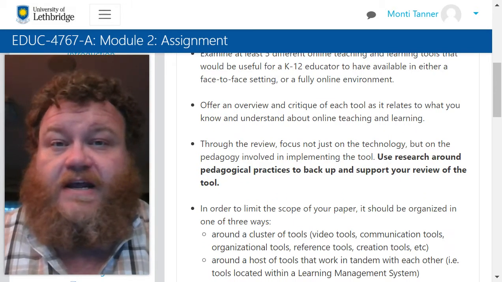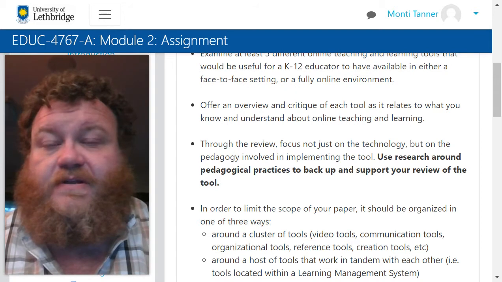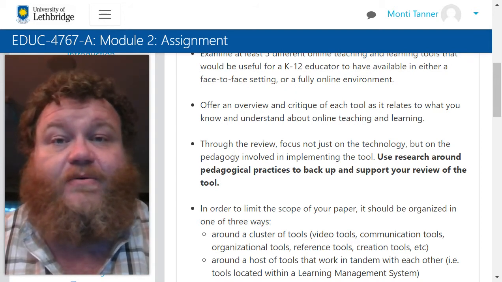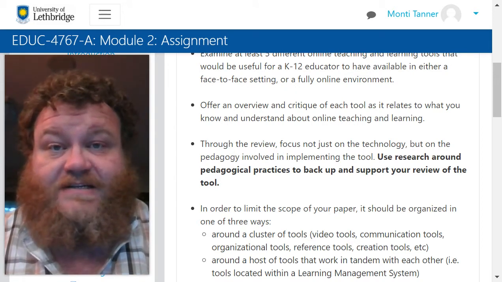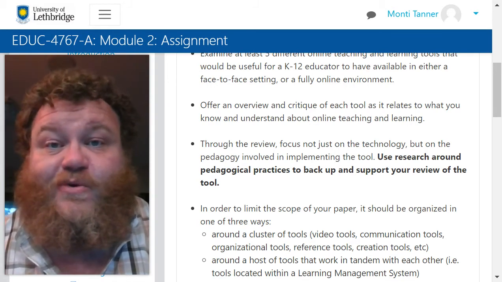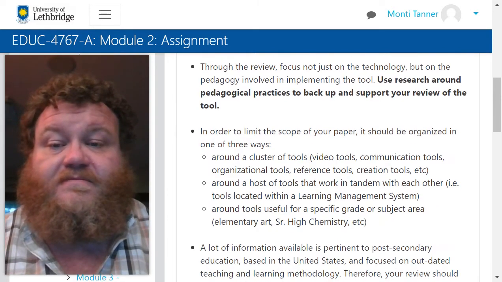Now, don't just focus on the technology. This is a chance to do a little bit of extra research to look around the pedagogical practices of the tool that you're choosing to use.